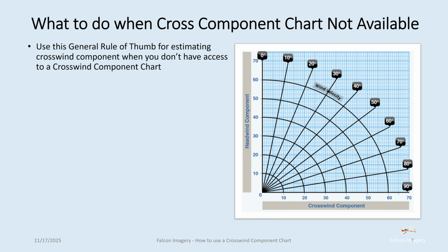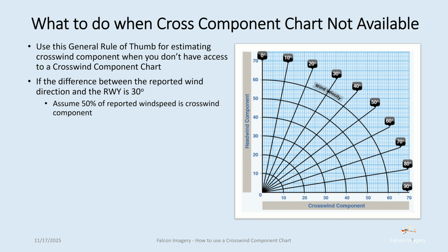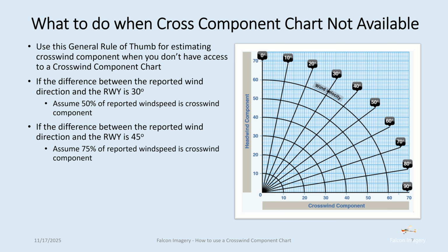So use this general rule of thumb for estimating crosswind components when you don't have access to a crosswind chart. If the difference between the reported wind direction and the runway is 30 degrees, assume 50% of the reported wind speed is crosswind component. If the difference is 45 degrees, then assume 75% of the reported wind speed is crosswind component.